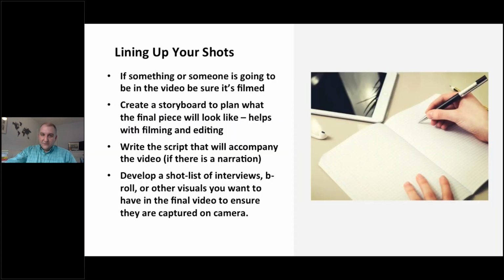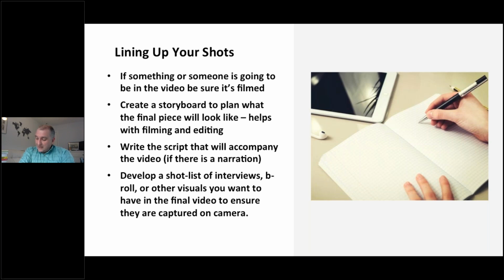Before we do that, the first thing we do is we line up our shots. If you want something to be in the video, you need to have a plan to make sure that it is filmed. It's not going to magically show up while you're editing the video if you didn't plan for it. So a lot of what we do here is create storyboards and scripts. These allow us to think through holistically what the video is going to look like when it's done, but in a way that's easy to do on paper. It helps guide the filming, it helps guide the editing, it helps us make sure we're telling our story and delivering on the goal that we set out in the beginning of the video.